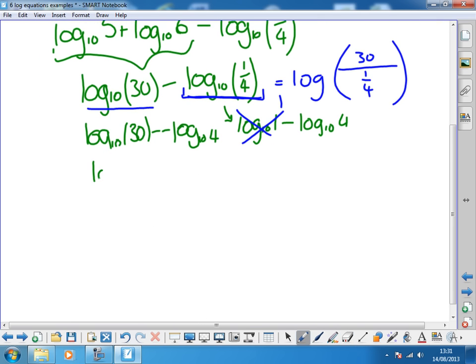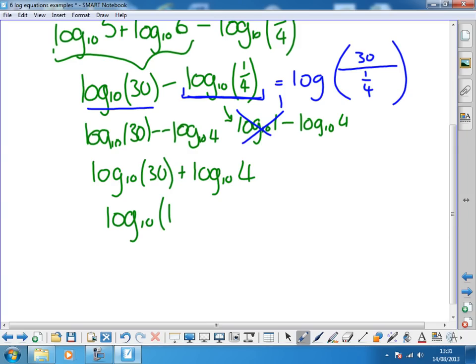Which is log base 10, 30 plus log base 10, 4, which is log base 10, 120. Exactly. That's as simple as it gets, isn't it? Yeah, that's as simple as it gets. There we go. Exactly. Good, fantastic.